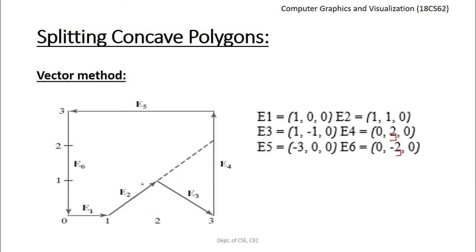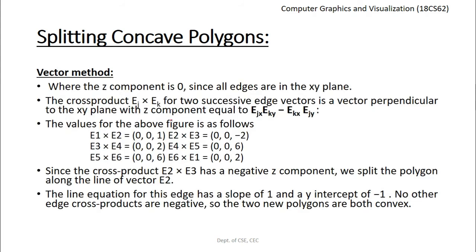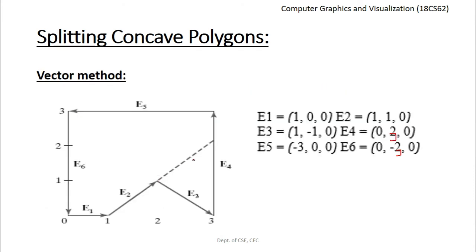So if we get a negative z component for a cross product, we need to extend the first edge in the cross product pair. What is the first edge here? E2 is the first edge in the cross product pair. So we need to extend the edge E2, something like this. If we extend it, this polygon will be split into two polygons, polygon 1 and polygon 2, and you can observe both of these polygons are convex.